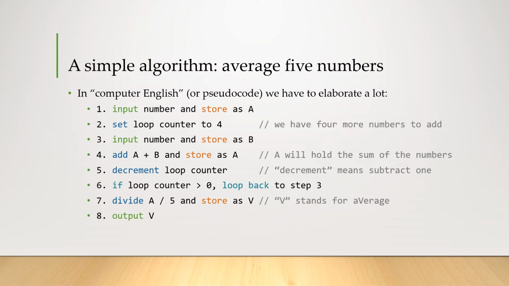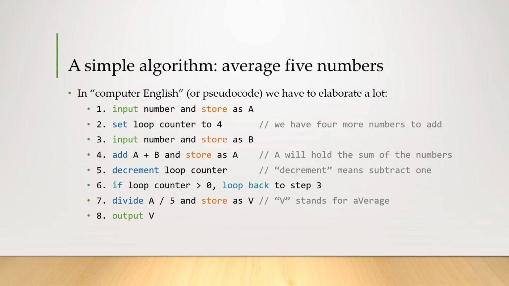So now I've got, say, 1 in A and 2 in B. Add A plus B, I get 1 plus 2 is 3. And I'm now going to store that. I'm going to write over what was in A and store the new value 3. A is going to hold the sum of my numbers. I decrement my loop counter from 4 to 3. If the loop counter is still greater than 0, I loop back to step 3, input another number, store it as B, keep going. This will happen 4 times, and then A will now be the sum of 5 numbers.